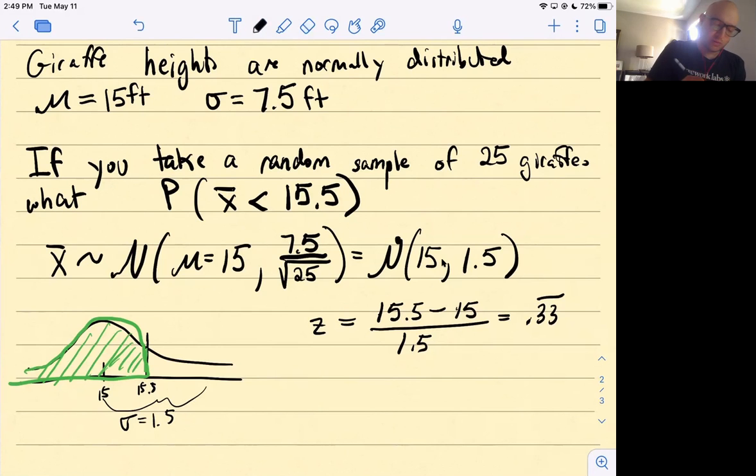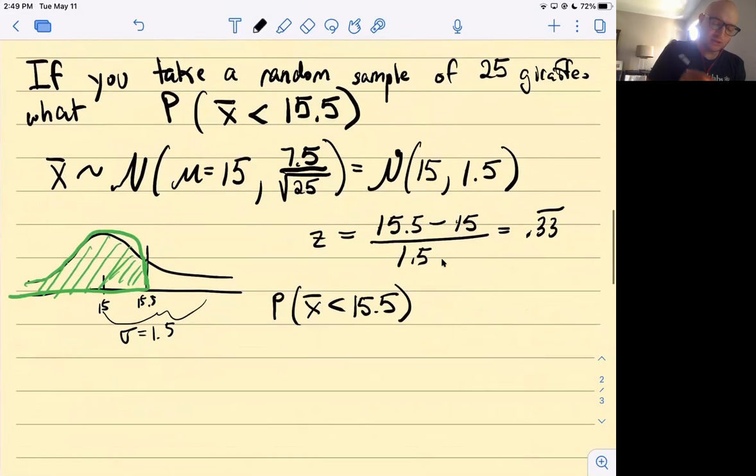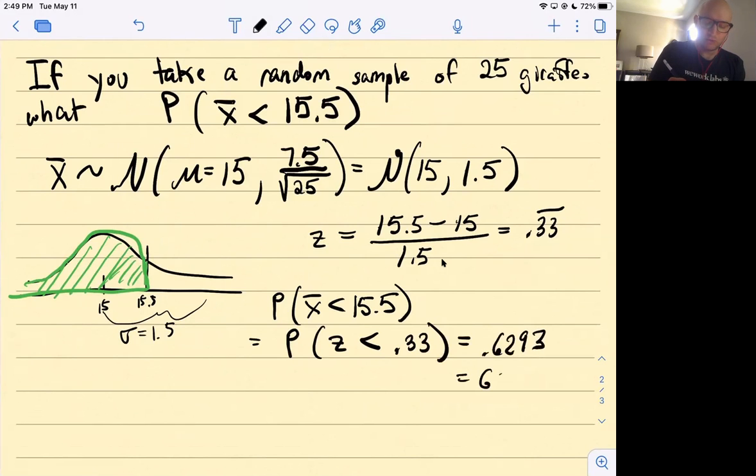So the probability that x bar is less than 15.5, after you do the z-score, you're basically just standardizing it. So we write this is equal to the probability that the z-score is less than 0.33. And if you look at the table, that looks like about 0.6293, which is about roughly 63%.